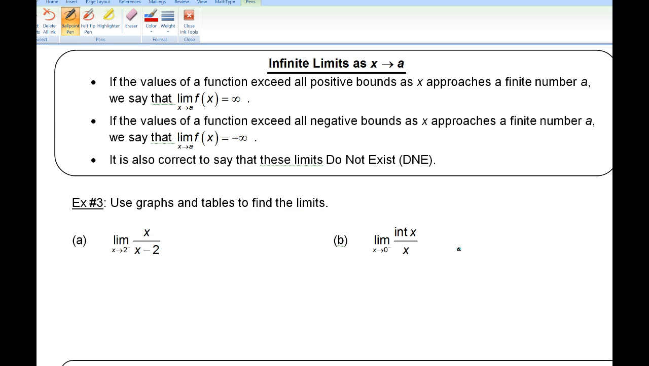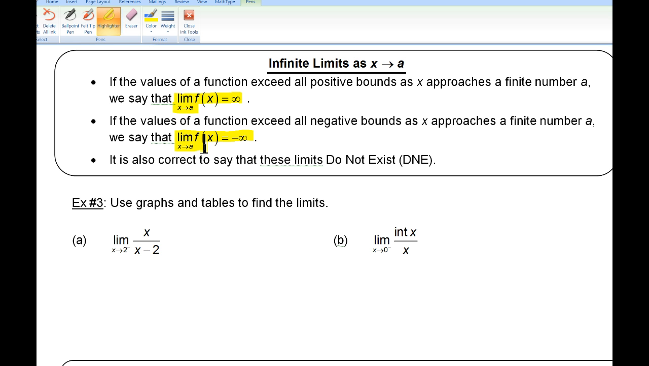The other ones are limits as x approaches a value and you get an answer of positive or negative infinity. Right, the last ones we were approaching positive and negative infinity. Now we're looking at what happens if you get an answer of positive or negative infinity. Basically, these are vertical asymptotes, which we'll also look at.